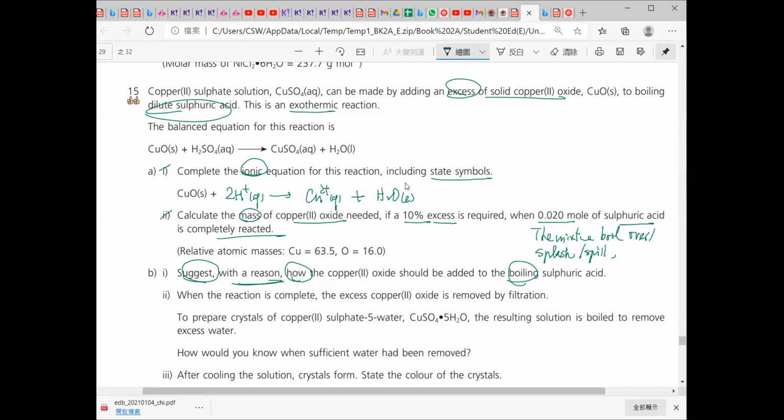Have you ever had an occasion of having nearly boiling water and you sprinkle it with a little salt? What will happen? The water will splash. So in order to prevent the mixture from boiling over, some splashing, some spilling, can you get my point? So what should be done? Any suggestions?